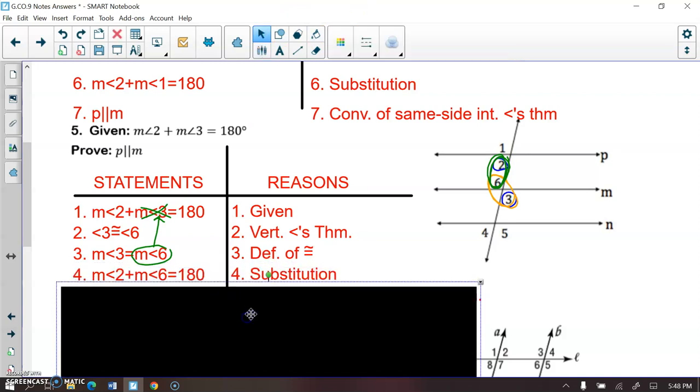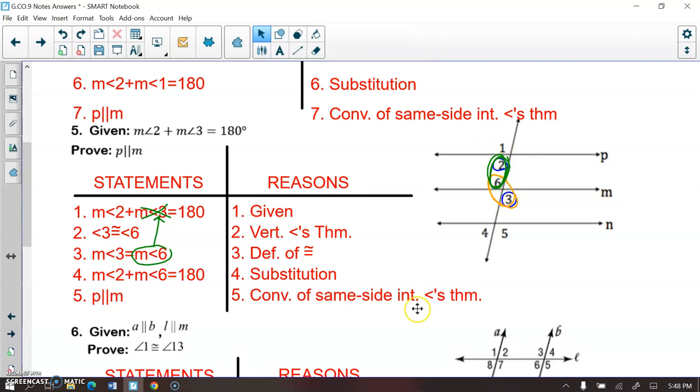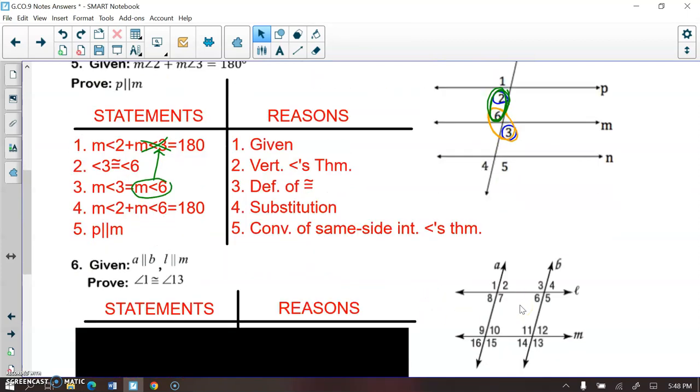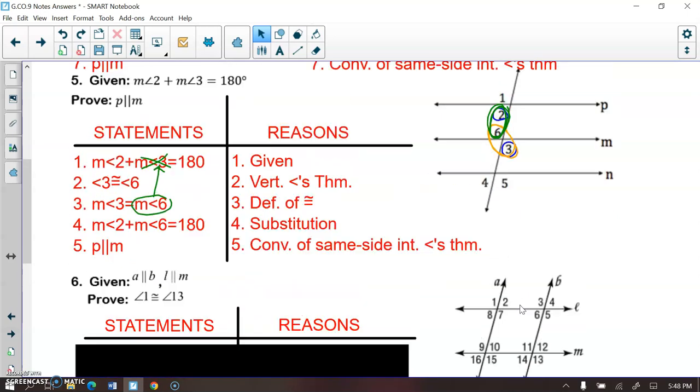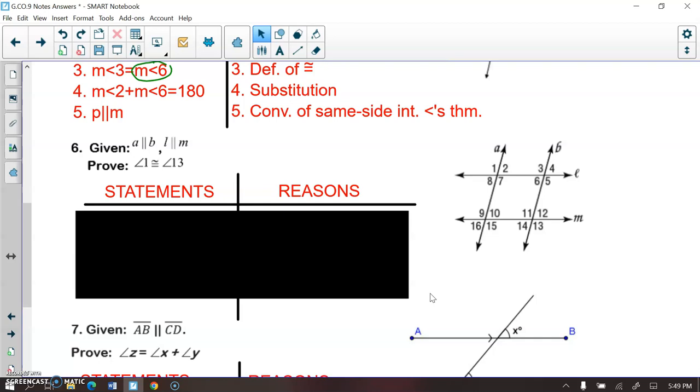So I'm just doing substitution. And so since these same side interior angles are supplementary, I can say that the lines are parallel by the converse of the same side interior angles theorem. And there's other ways that you guys can be doing these proofs. These are just some examples.